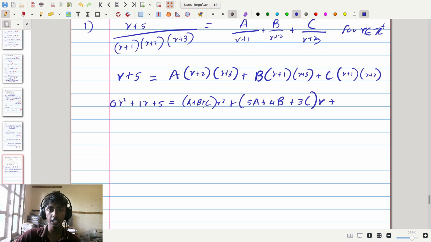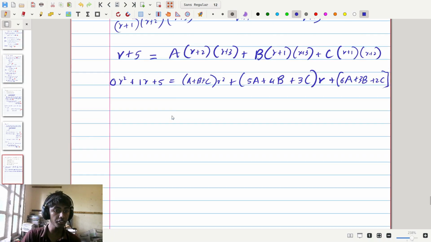And for the constant terms, we have a times 2 times 3, which is 6a, and b times 1 times 3, which is 3b, and c times 1 times 2, which is 2c on the right hand side.